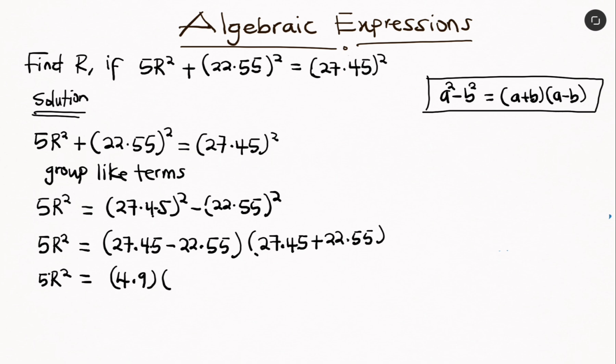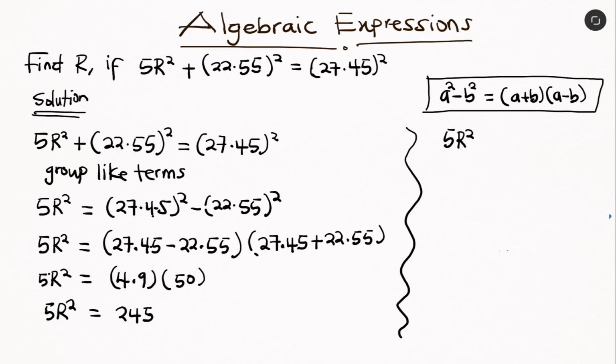Then we have the other one. We have 27.45 plus 22.55, and that will give us 50. Okay, so that is that. So we still maintain our 5r squared to be equal to 4.9 multiplied by 50, which will give us 245. Okay, so from here we can proceed to simplify our expression. So we have 5r squared to be equal to 245.